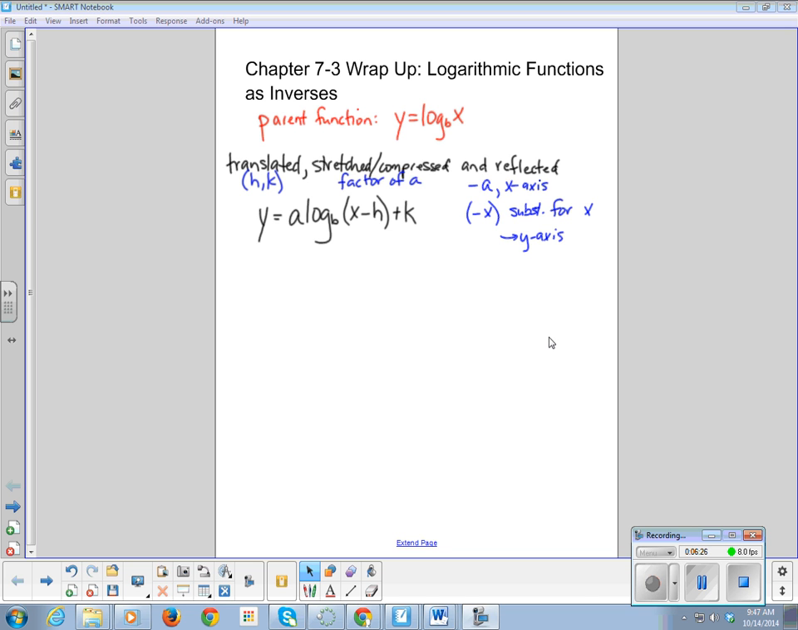All right, so 7.4 is properties of logarithms. And the learning objective is to use properties of logarithms. There are 1, 2, 3, there's 4, so let's make a little table.